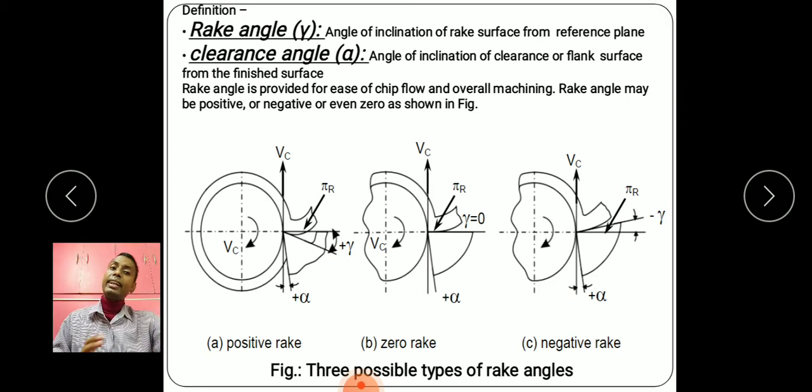Rake angle can be positive, negative and zero also: positive rake, negative rake and zero rake. This is positive rake, this is negative rake, and this is zero rake. Follow this diagram very carefully, otherwise there may be a problem.